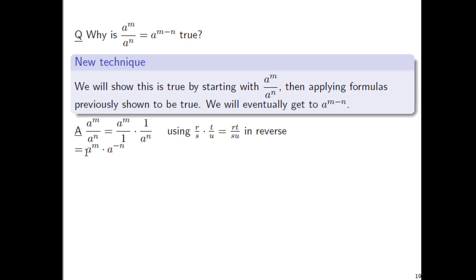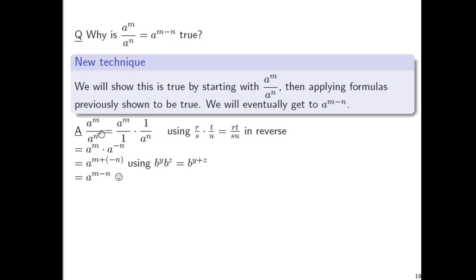Now take a look. When you have things with the same base, you add the exponents. So adding the exponents m and negative n uses this formula. This is why we presented the formula that when multiplying things with the same base, you add the exponents. I presented this using new variables specifically for using it right here. And then m plus negative n you can rewrite as m minus n. So look, we've now obtained what's on the right side.